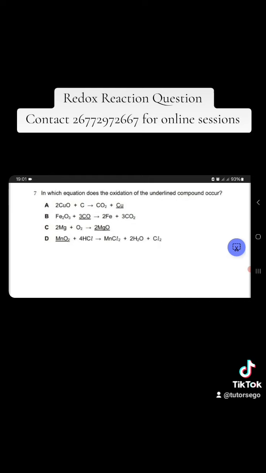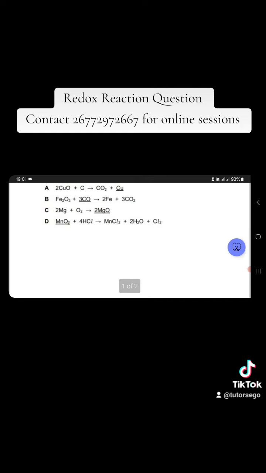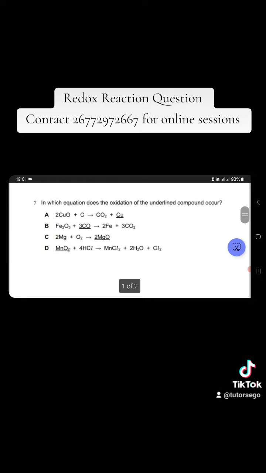Now let's go to part D. Option D, the underlined word is manganese 4 oxide. And it has lost the oxygen because at the end we have manganese chloride. Therefore, it is not oxidized.